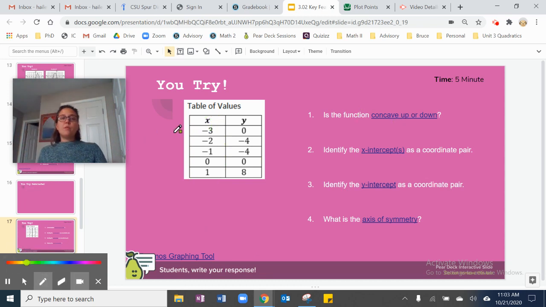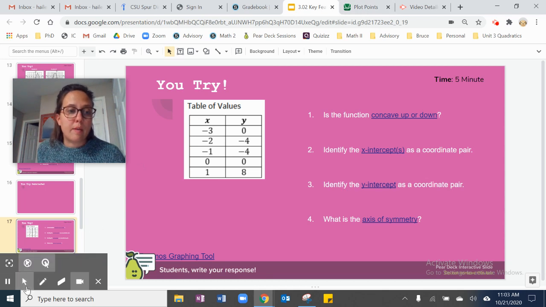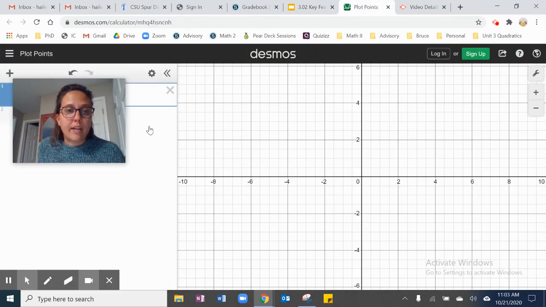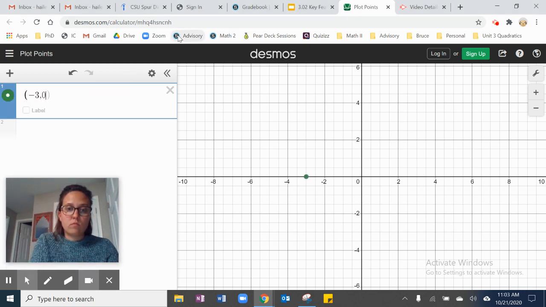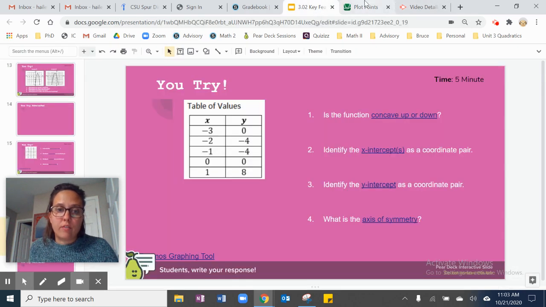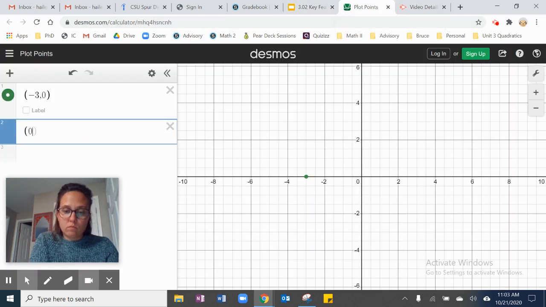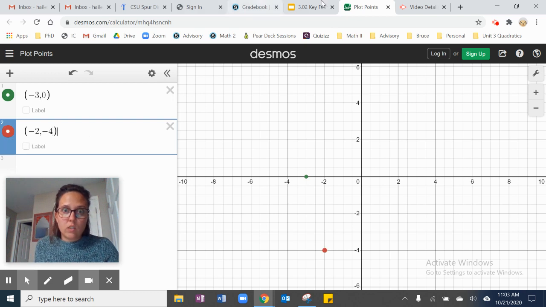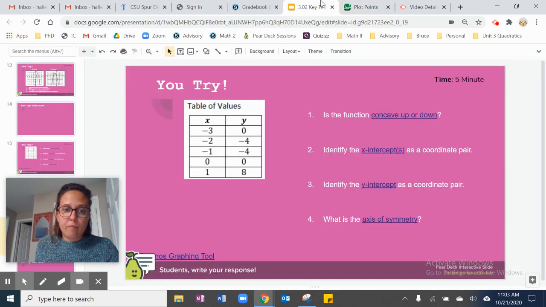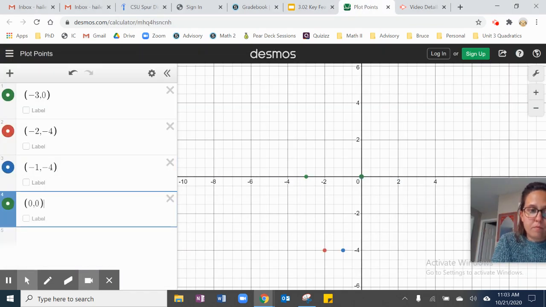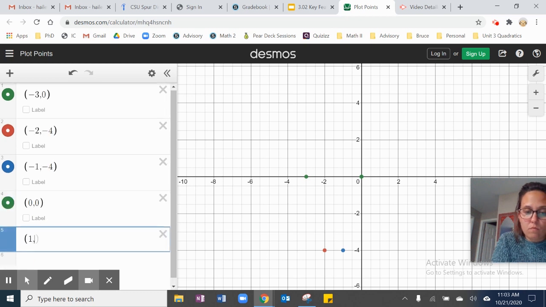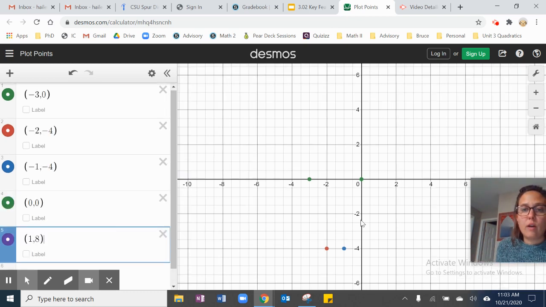Now, if we want to use Desmos, we can plot each of these points in one at a time, and that'll also help us with our x-intercept. So -3, 0. And that's a green point now, -2, -4. Red point, -1, -4. Zero, 0, and 1, 8. Cool. So now we have our graph.